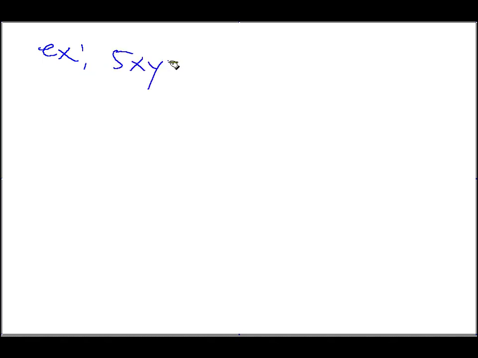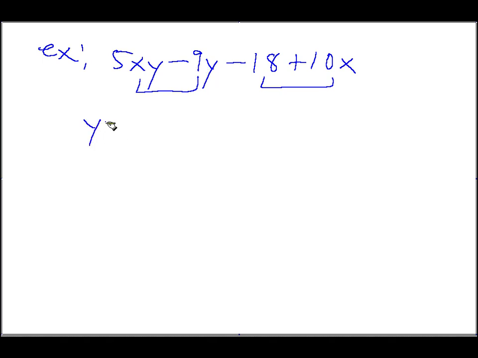5xy minus 9y, all right, minus 18 plus 10x. All right. Let's go ahead and look at this problem here for a second. Okay. All right. Let's first group the first 2 terms together and the next 2 terms together. So factor by grouping. Okay then. So what's the GCF in the first 2 terms? Well, it's just going to be y. Can we see that? Take out a y.